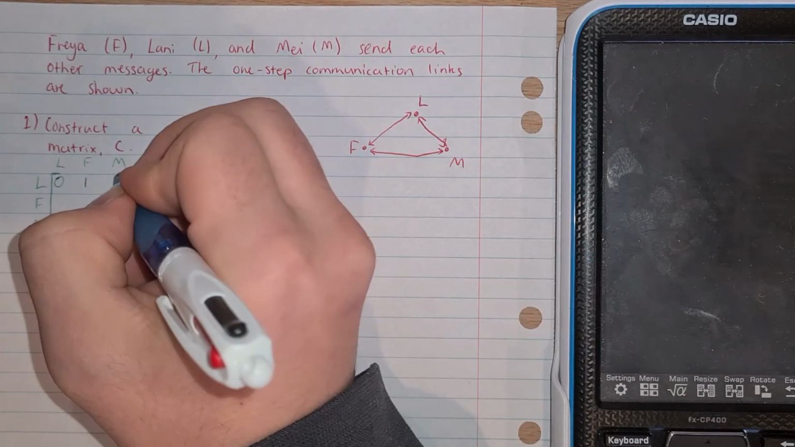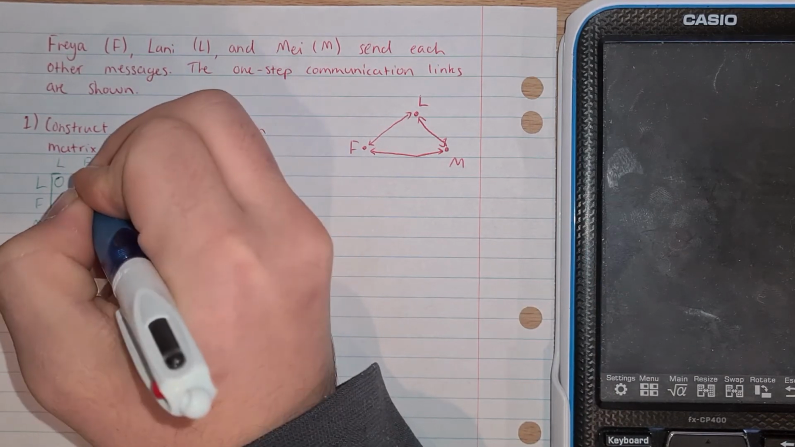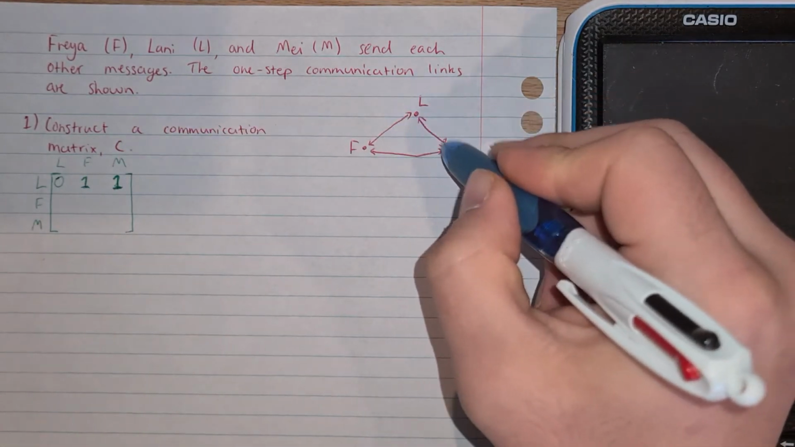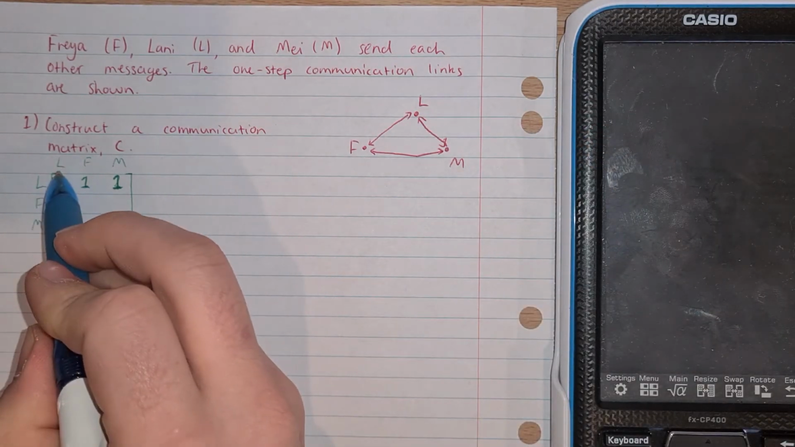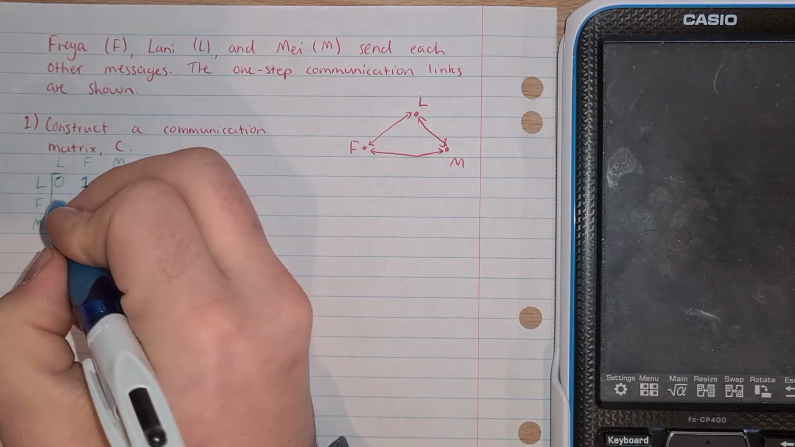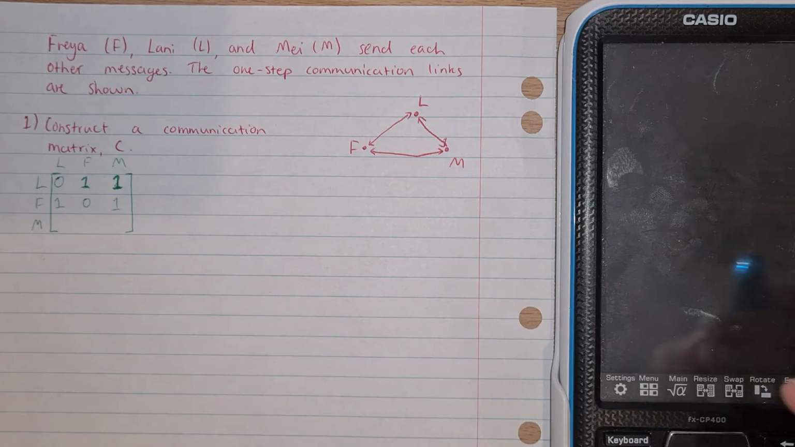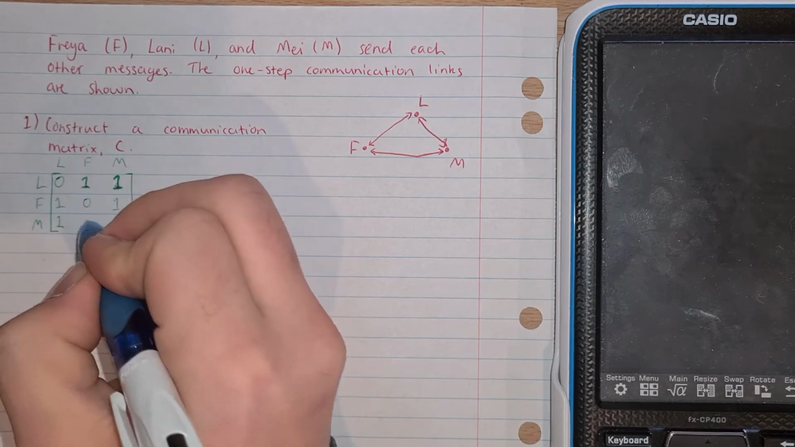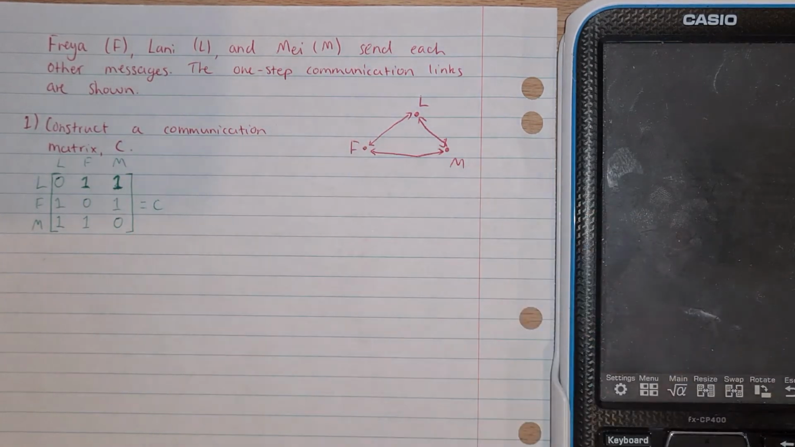Freya can, that should be a 1, because there's only one way that Lani can send a 1-step message to May, and it's sending it to her directly. Freya can send a message to Lani, not to herself, and she can send one to May. May can send a message to Lani. She can also send one to Freya, but not to herself. So that is our communication matrix C.